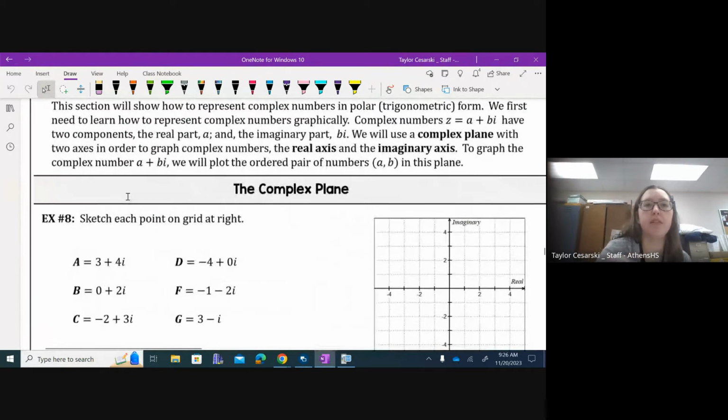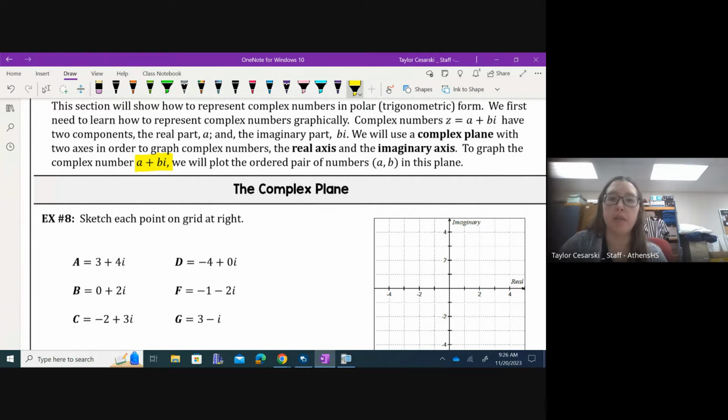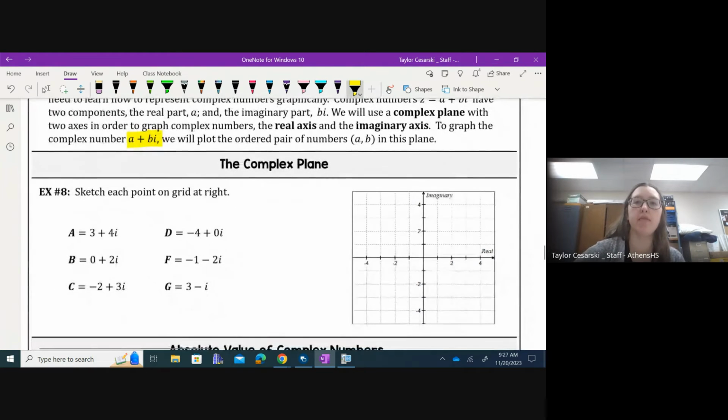And so if I have the form a plus bi, we call the a part the real part, meaning it's just a real number, and then the bi is the imaginary part, okay? So it has kind of two components to it. And you may not have seen this part before. We can actually plot these on what we call a complex plane.